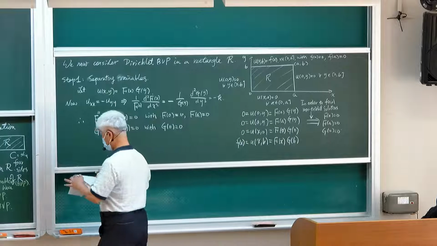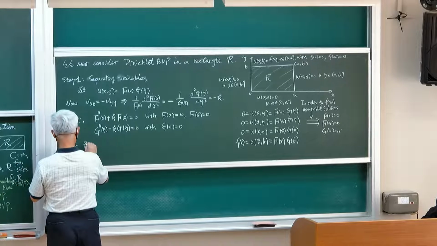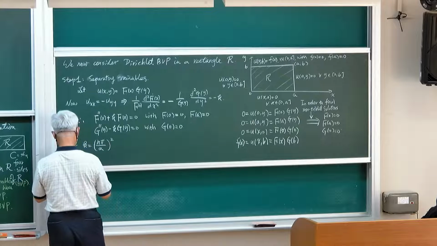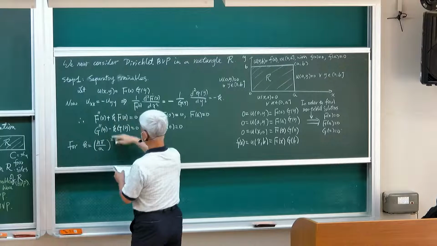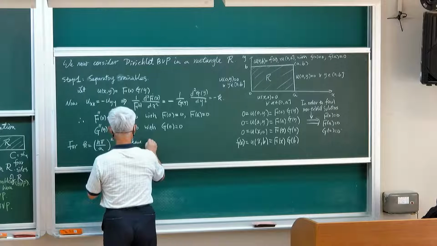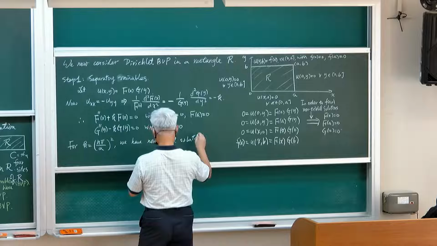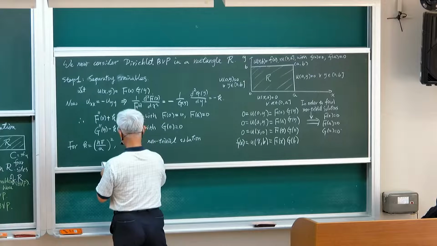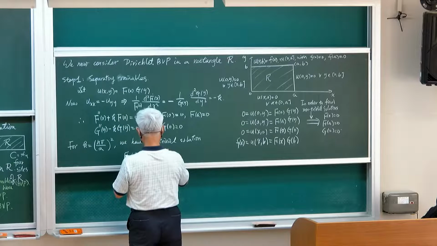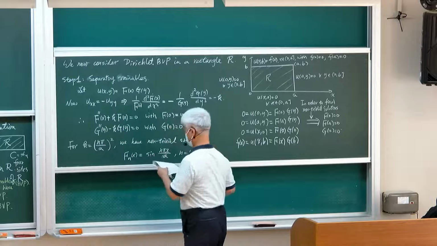Okay, so now for k equal to (m pi over a) squared, if k is this number, then we have a non-trivial solution F_n equal to sine of n pi x divided by a, for n is 1, 2, 3, etc.